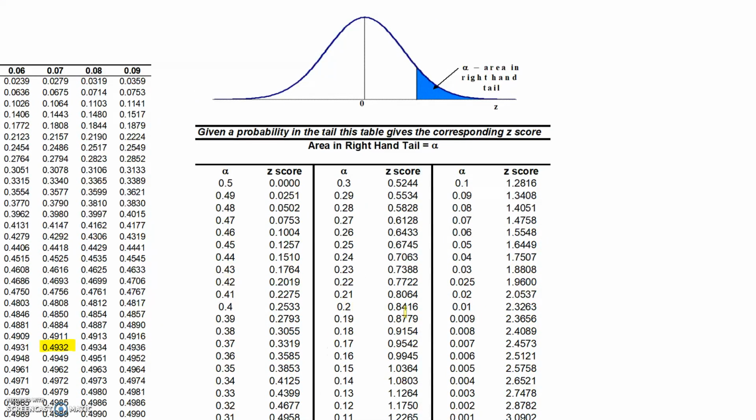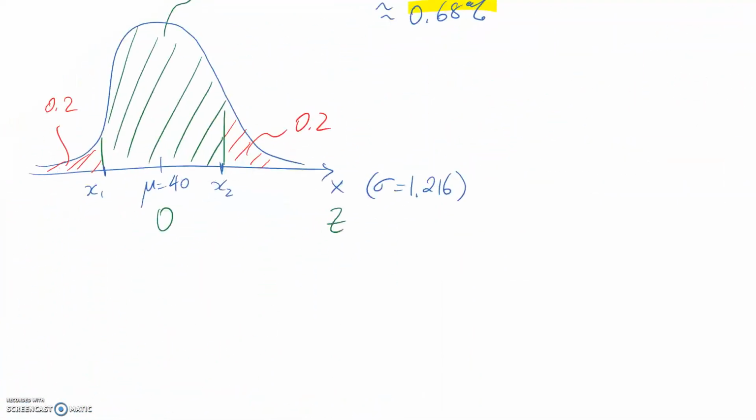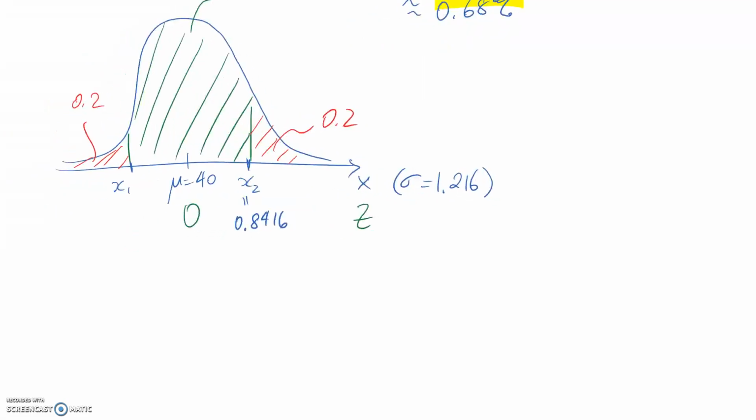Alright, so 0.2, that's this one here. So 0.8416 is the z-score we need to drag across. Alright, I should have probably written this in green to keep it consistent. So that's the z value that corresponds to x2. And then for this one, because it's just going to be the same distance away, but on the negative side, we can just take this value and make it negative. And that's the z-score that's going to correspond to x1.